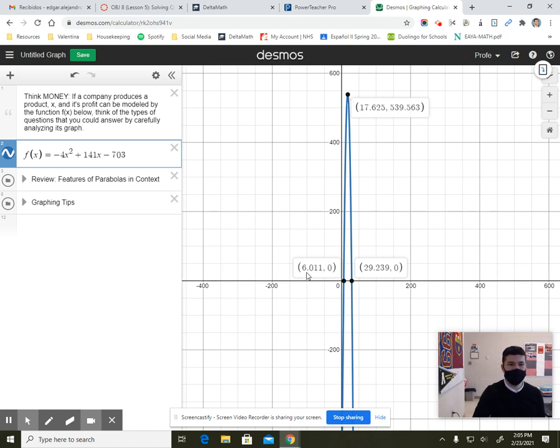If I produce only 6 products, I'm not going to make any money. If I go overboard and I produce 29 products, I'm not going to make any money either. So the money is going to be made somewhere in between 6 products and 29 products, with the sweet spot being at 17 and a half products. So it's important to understand that context.